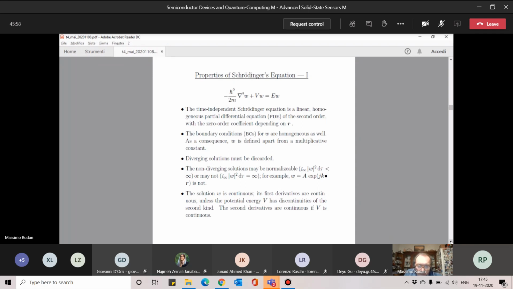A typical example is the space part of the wave function associated to the free particle. You remember it is some constant a times exponential of jk dot r.